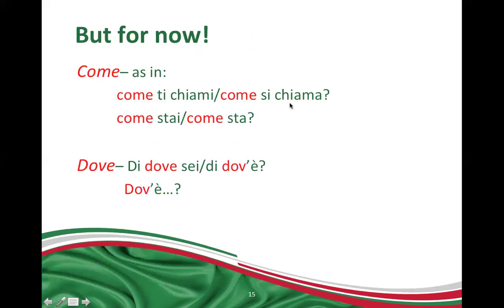For now, I recommend focusing on come and dove because those are the first words that we learned. Once you're really comfortable with these, you can start adding more on. And we had come as in come ti chiami or come si chiama, come stai or come sta, and then we had dove as in di dove sei, di dove, and dove, right? Remember, of where is or where is. So di dove lei, of where is she from? Meaning, where are you from? Versus dove la biblioteca, where is the library, right? Come and dove.